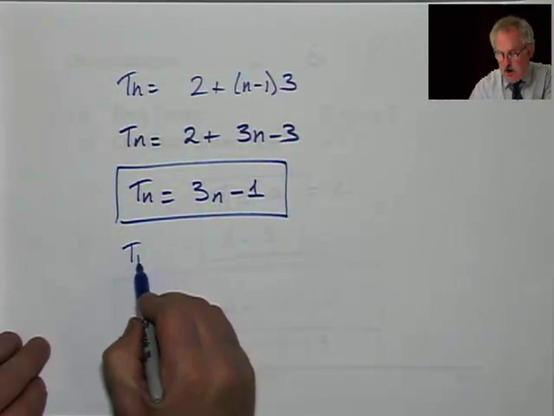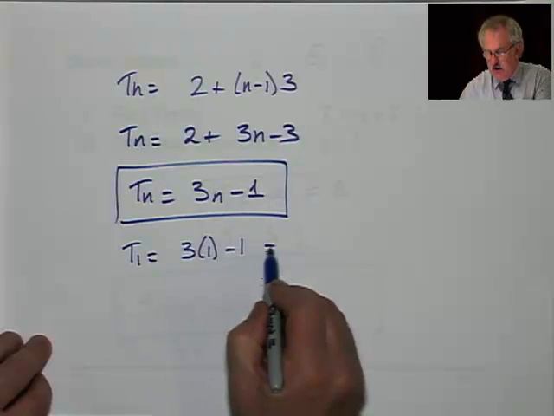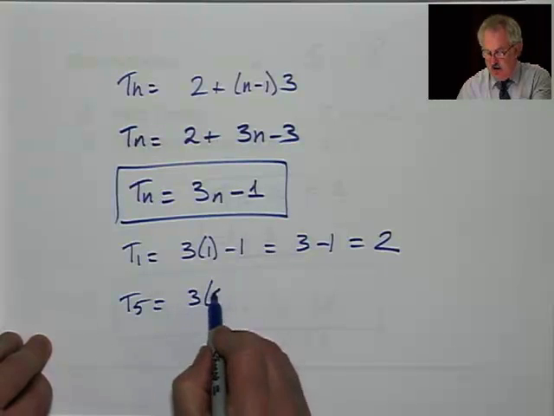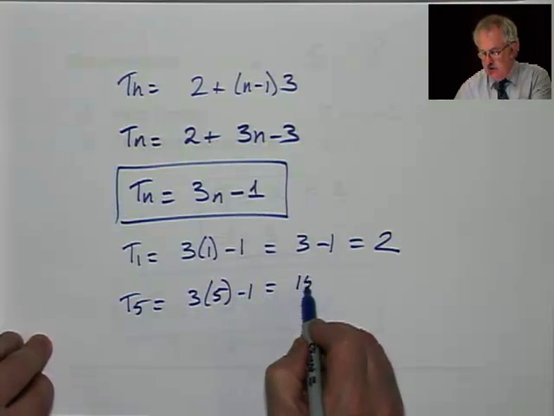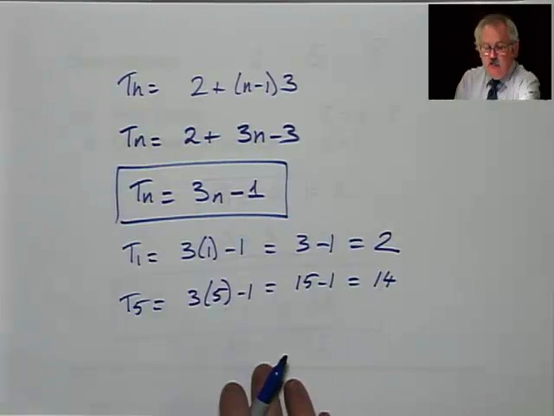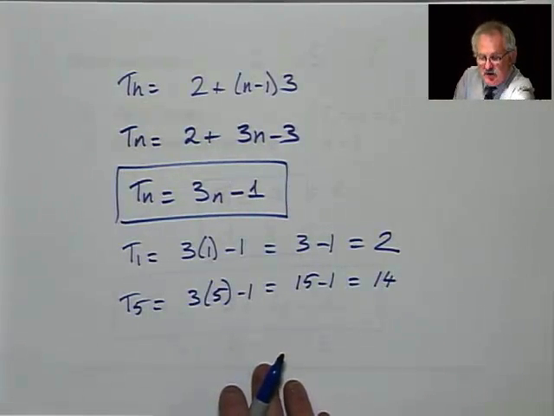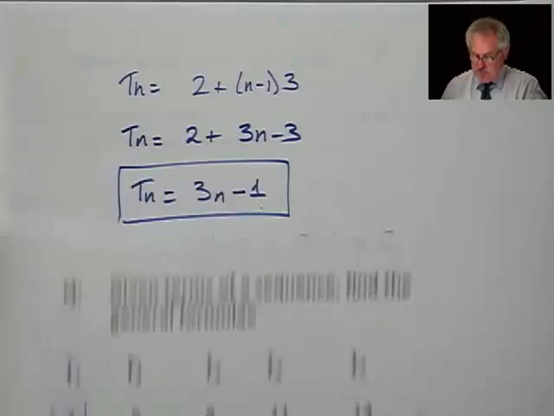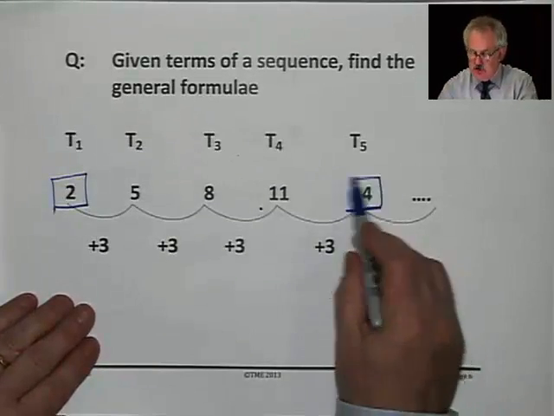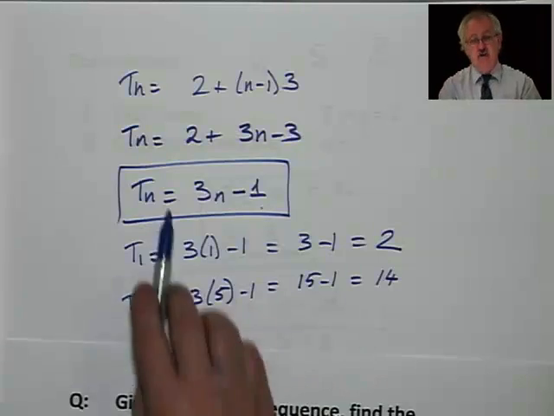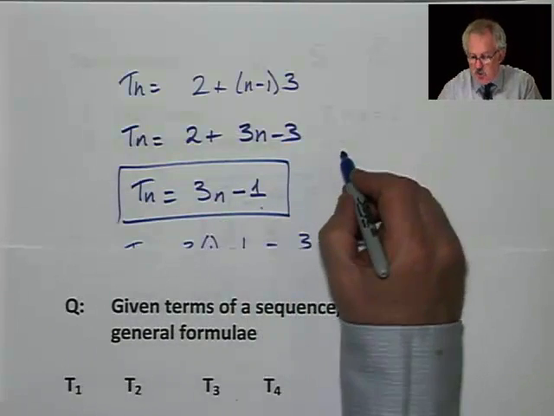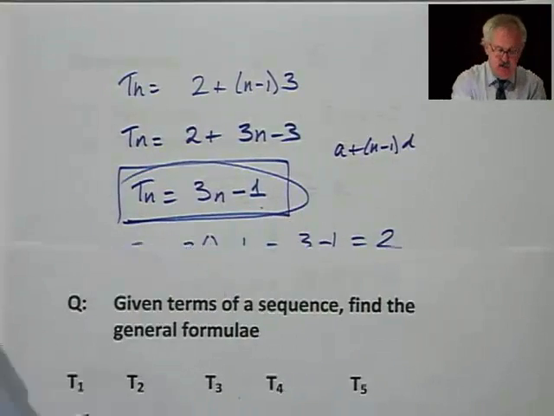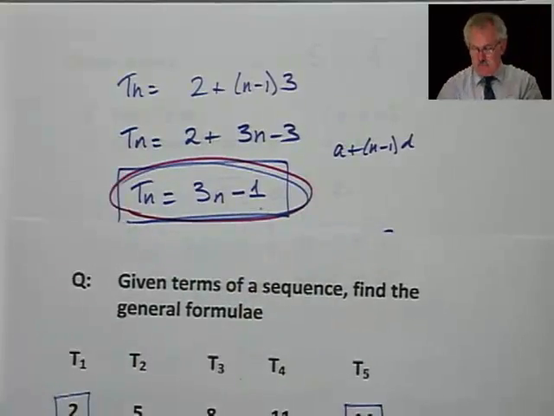And to prove it, T1 would be 3 times 1 minus 1, which would be 3 minus 1, which would be 2. T5 would be 3 times 5 minus 1, which would be 15 minus 1, which is 14. And if we look at our sequence, T1 is actually 2 and T5 is actually 14. That's what we got with the formula, so it's working. So it's not the general formula now, not the A plus n minus 1 D, but we're saying this one is 3n minus 1. Okay?